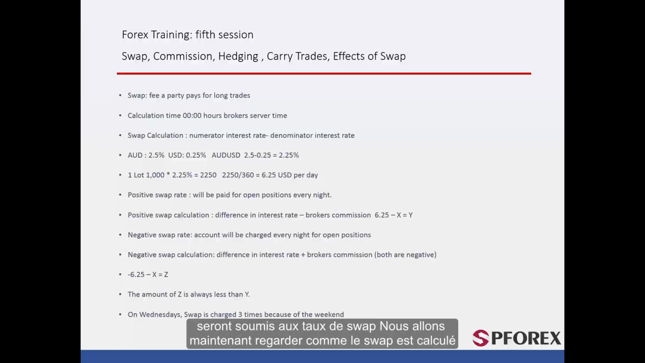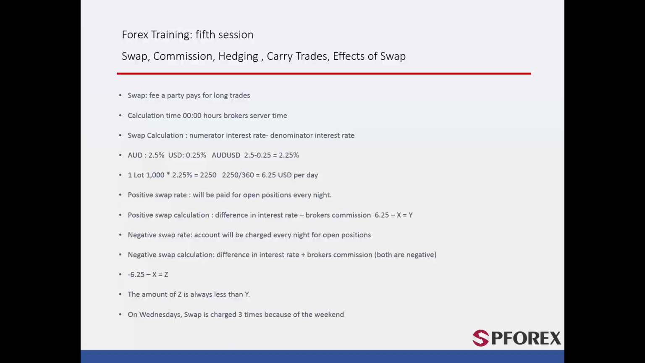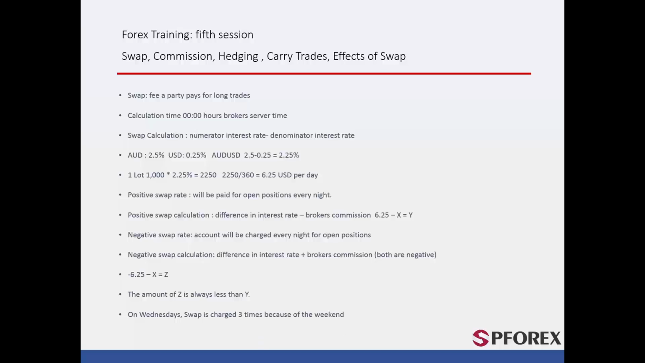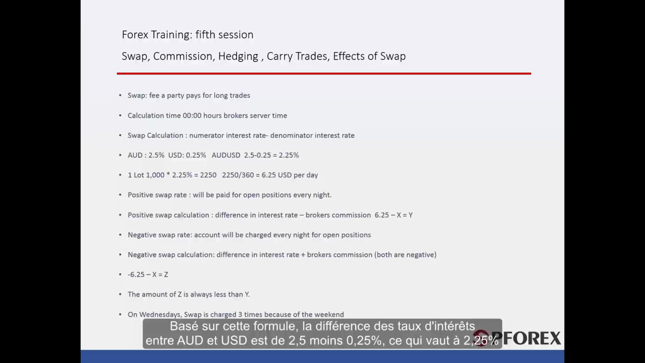We will now look at how a swap is calculated. For example, in Australian against US dollars, the Australian dollar interest rate at this moment is 2.5% minus the United States dollar interest rate, which at this point is 0.25%. Based on this formula, the difference in interest rates between Australian dollars and US dollars is 2.5 minus 0.25%, which is equal to 2.25%.